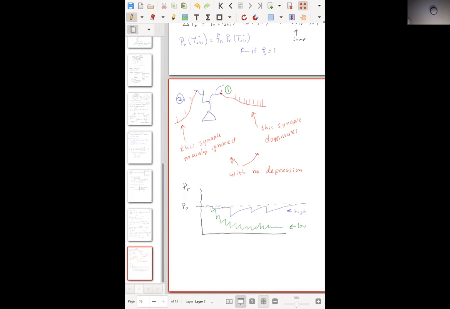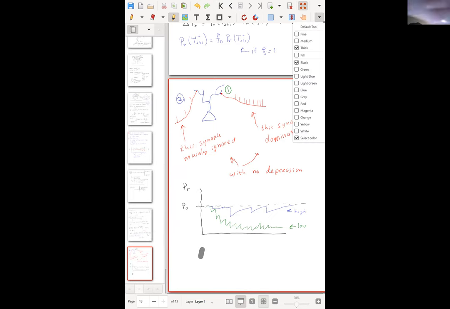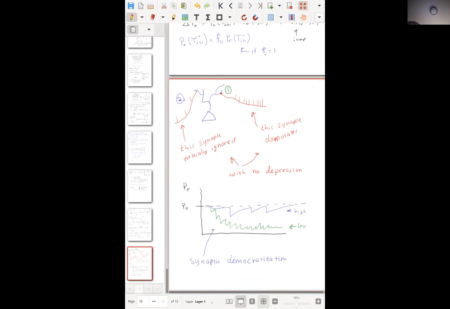So what happens is, with no depression, you have this completely dominating synapse, okay? If you include depression, the release probability is low, but the firing rate is high, and they more or less cancel. So this is called synaptic democratization. Basically, it means that even with high firing synapses, their release probability goes down, so they end up having the same effect as low firing synapses.